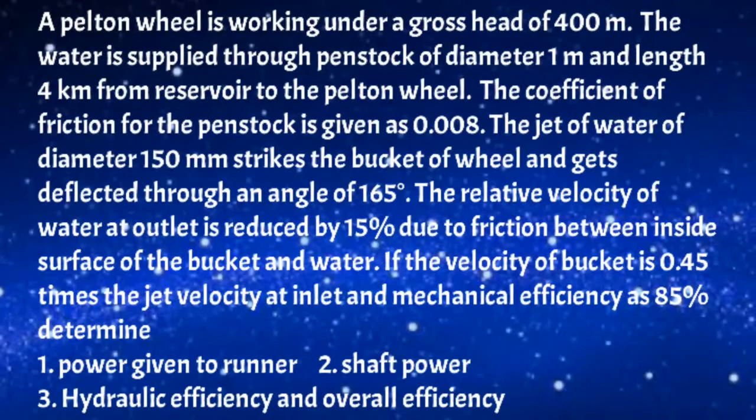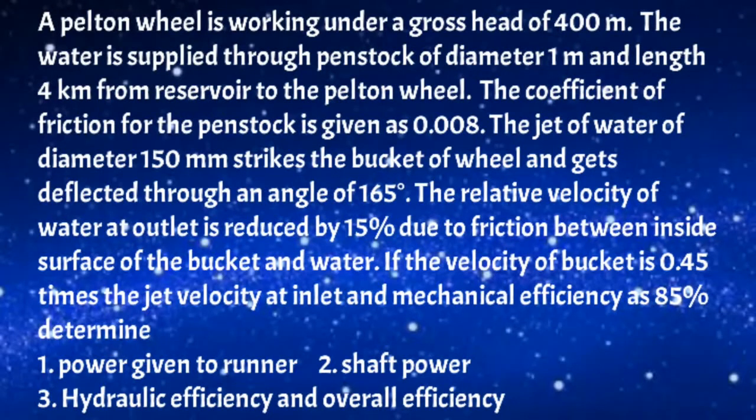A Pelton wheel is working under a gross head of 400 meter. The water is supplied through a penstock of diameter 1 meter and length 4 km from the reservoir to the Pelton wheel. The coefficient of friction for the penstock is given as 0.008. The jet of water of diameter 150 mm strikes the bucket of the wheel and gets deflected through an angle of 165 degrees. The relative velocity of water at outlet is reduced by 15% due to friction between the inside surface of the bucket and water.